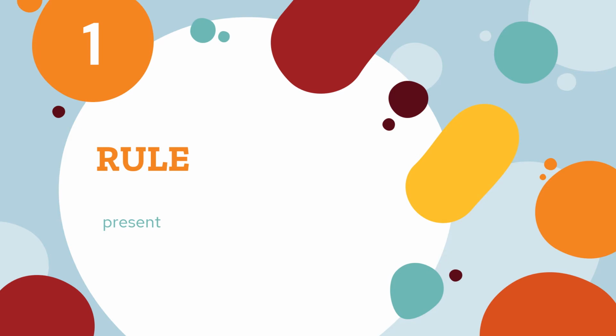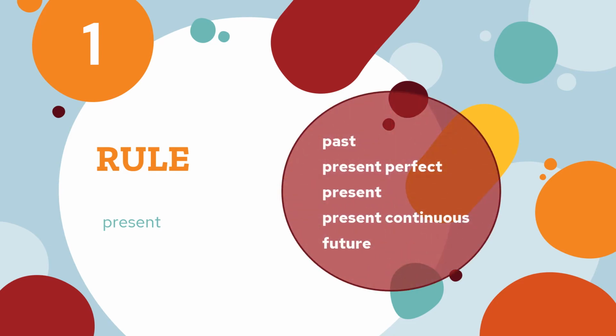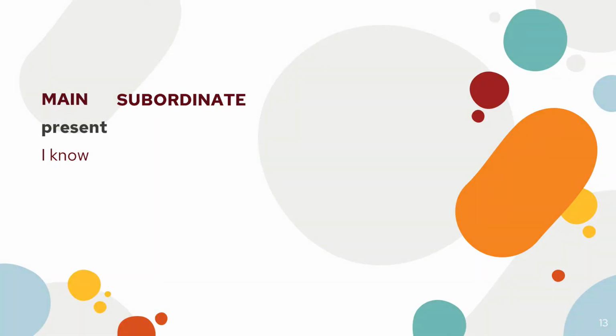Rule 1. If the main clause is in the present tense, then the subordinate clause can be in the past, the present perfect, the present continuous, or the future. For example, the main clause is in the present tense, I know. The verb in the second clause can be in the past tense, I know that you thought about it.